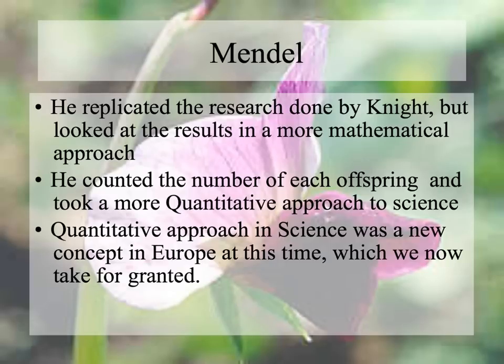So what he did is he took Knight's research and he copied it. He did the exact same thing Knight did, a bunch of genetic crosses. But instead of just Knight looking for generalizations, he actually took a mathematical approach to it. And he counted the number of offspring, and by doing that, he was able to see ratios or patterns that developed in the data.